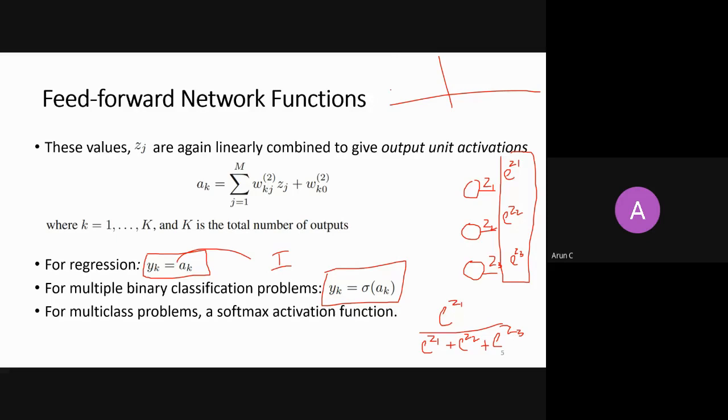So exponents are something like this, right? Whether you get a negative or positive number, it will always convert it to a positive number. And doing normalization will convert every number to between 0 and 1, right? So it will convert my Z1, Z2, Z3 into a probability distribution where everything sums to 1 and each number can be seen as a probability between 0 and 1. I hope this softmax function is clear to you.